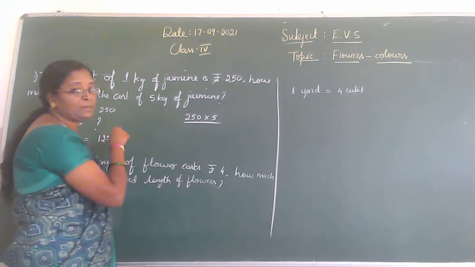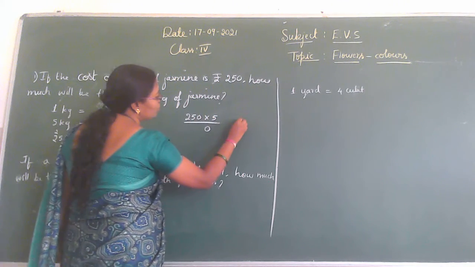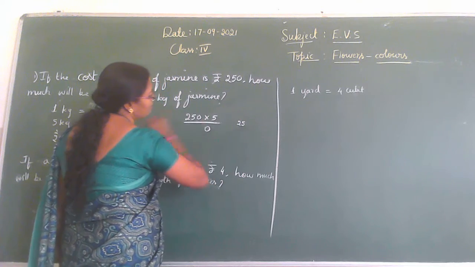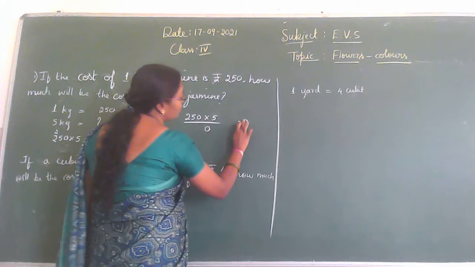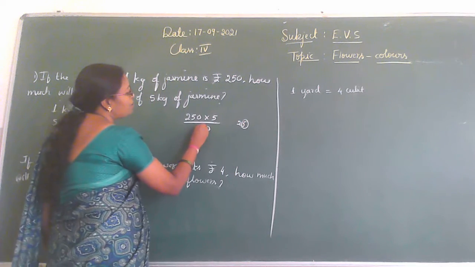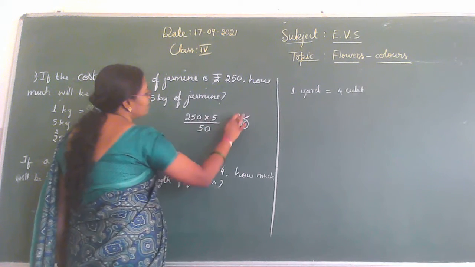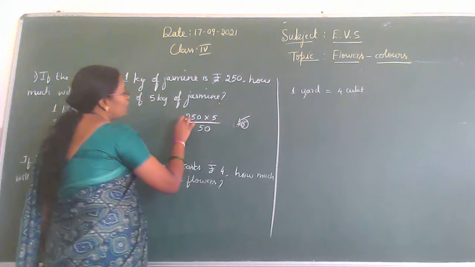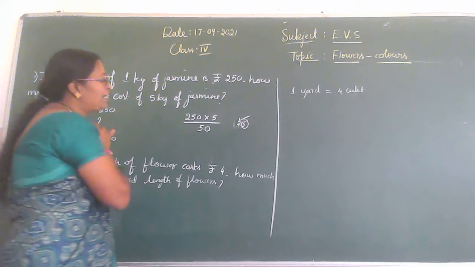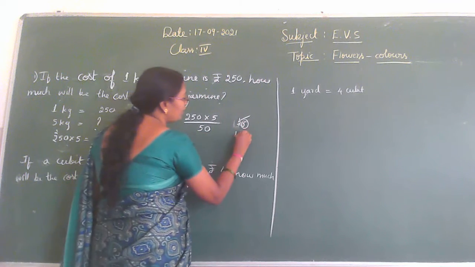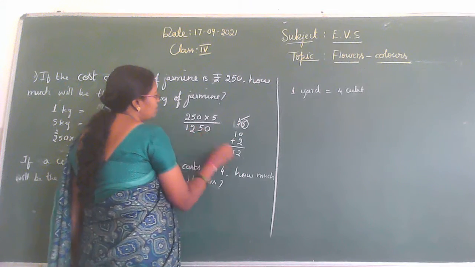You know about the multiplication, is it? 5 into 0, 0. 5 5s are how much? 25. Is it? This is the unit place. You need to write this number in this place, and then the remaining is 2. So this one we need to add after multiplying these two numbers. 5 2s are how much? 10. 10 plus 2, how much? 12, is it? So then write here the 12.